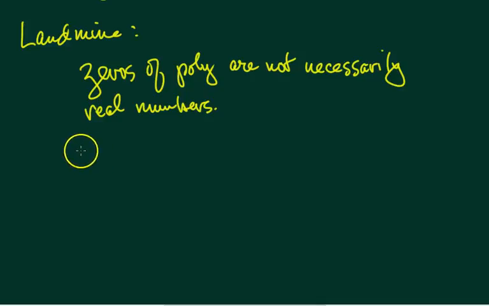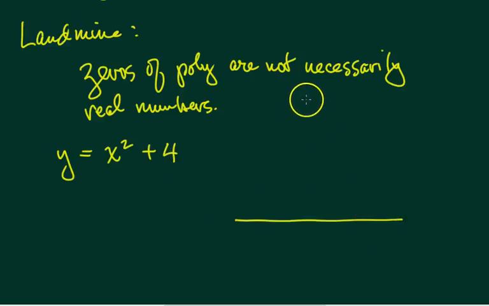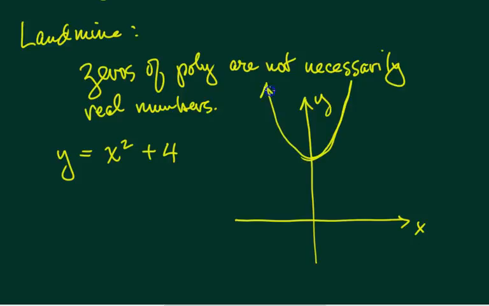Oh yeah? Well, suppose that this is our polynomial, x squared plus 4. Perfectly legitimate polynomial. However, from our knowledge of transformations, we know that the graph looks like this. It never does intersect the horizontal axis. Yet it does have zeros.